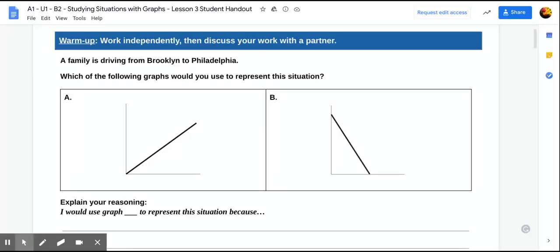Our warm-up: a family is driving from Brooklyn to Philadelphia. Which of the following graphs would you use to represent this situation? There's graph A and graph B. Now explain your reasoning. Why did you decide to pick the graph you chose?